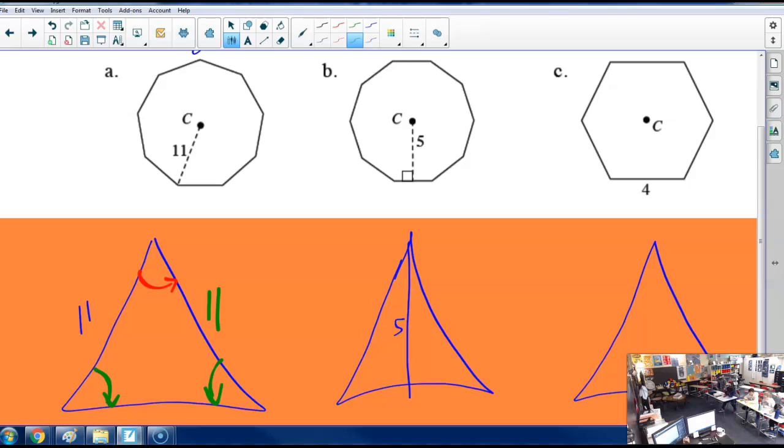We have to use like SOH CAH TOA for this one. Yeah. I should probably get my calculator. I was about to say 15, but it's on. Ooh, so now we're using trig.